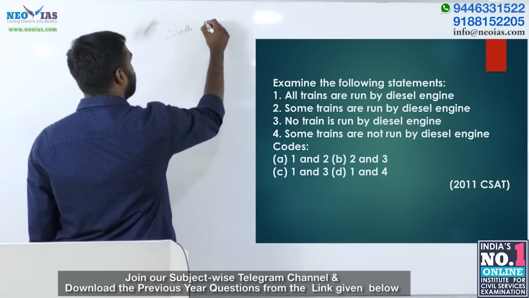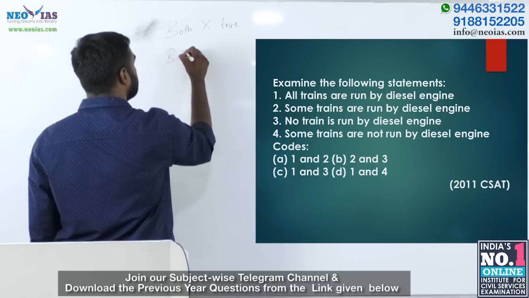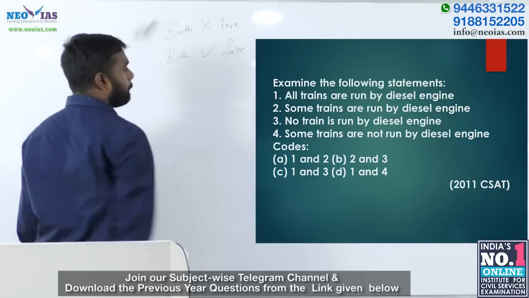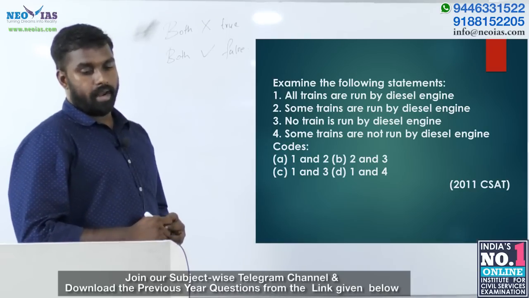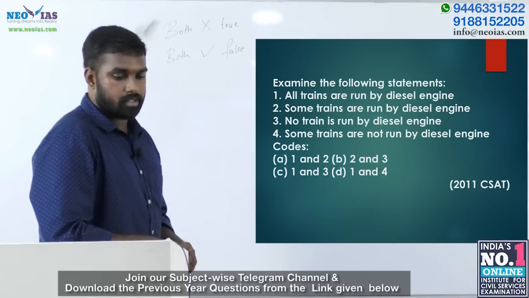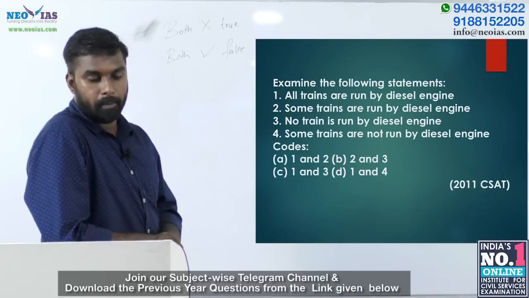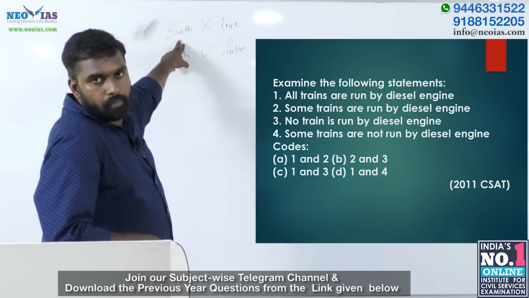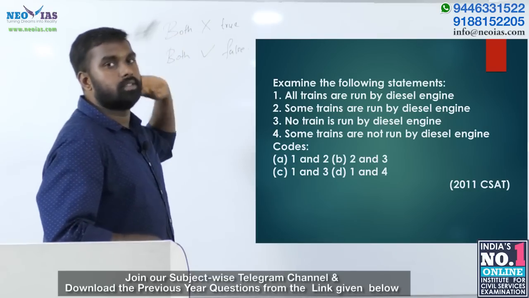Both cannot be true. Both can be false. All trains are run by diesel engine. Same concept. Some trains are run by diesel engine. No train is run by diesel engine. Some trains are not run by diesel engine. So the entire 4 statements are given, and we need to find that pair such that they cannot both be true simultaneously, but both of them can be false simultaneously.